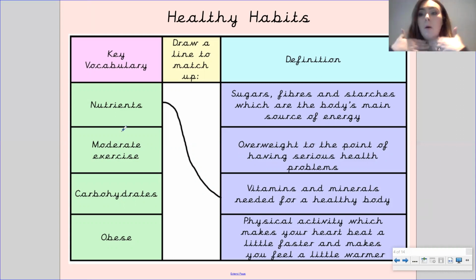Okay, next one. My turn, your turn. Moderate exercise. Okay, let's see what the definition is for this one. So is it sugars, fibers, and starches, which are the body's main source of energy? Is it overweight to the point of having serious health problems? Or is it physical activity, which makes your heart beat a little faster and makes you feel a little warmer? Which definition describes moderate exercise? Pause the video to have a think.